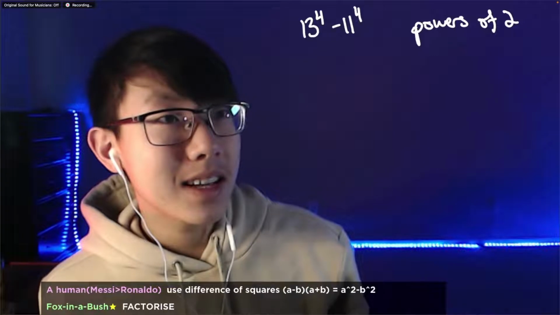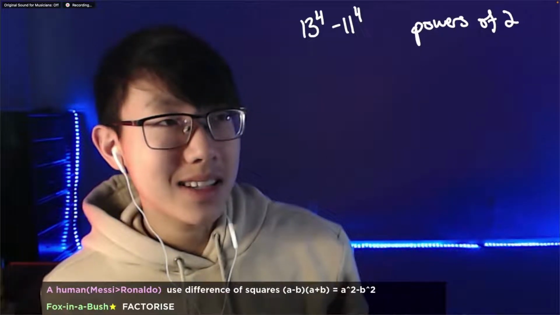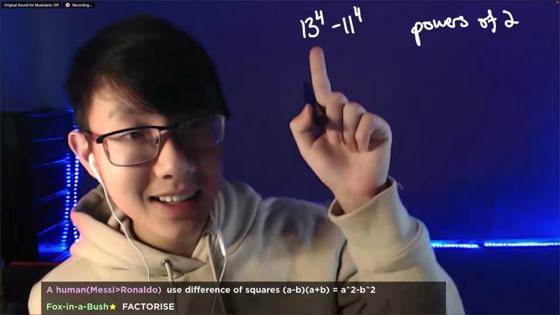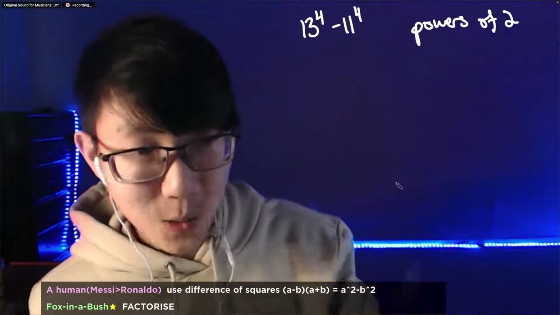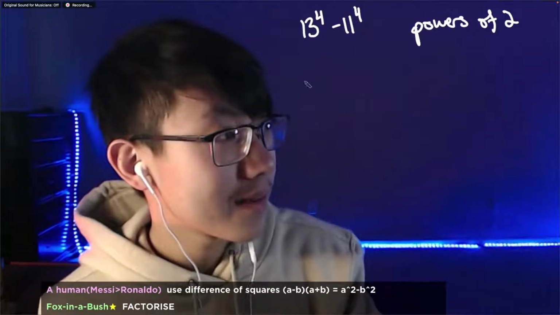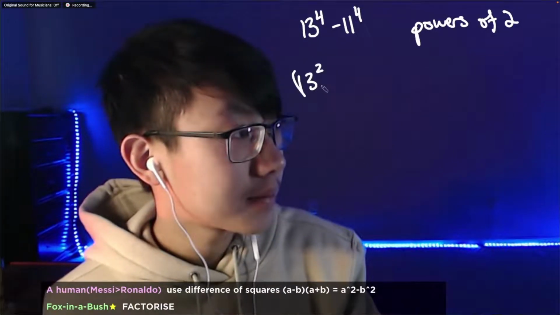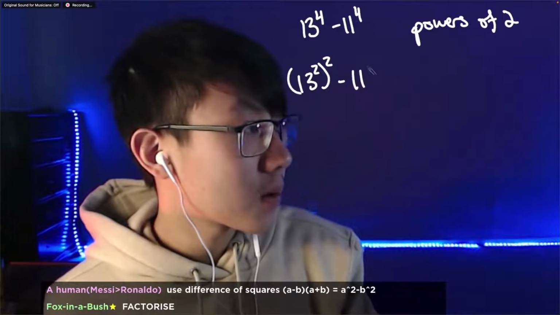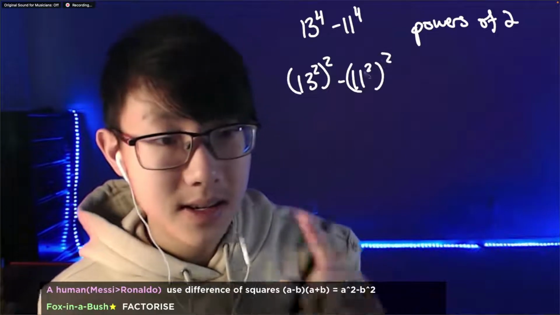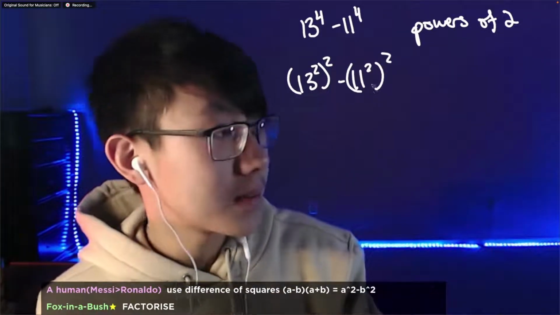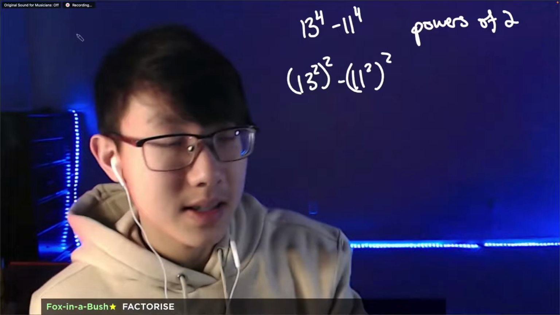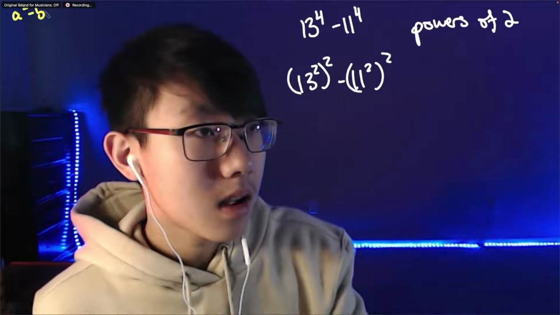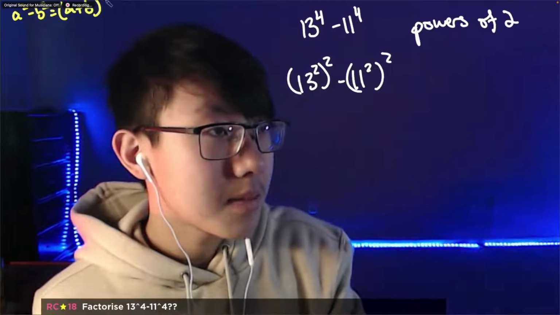It might not seem like it since it's powers of 4, right? But 13 to the fourth is a square. In fact, it's 13 squared squared, using the idea from earlier. So 13 squared squared minus 11 squared squared, and bam, these are differences of two squares. And that's equal to a minus b times a plus b. So I'm going to write it off a little bit to the side. a squared minus b squared is equal to a plus b times a minus b.